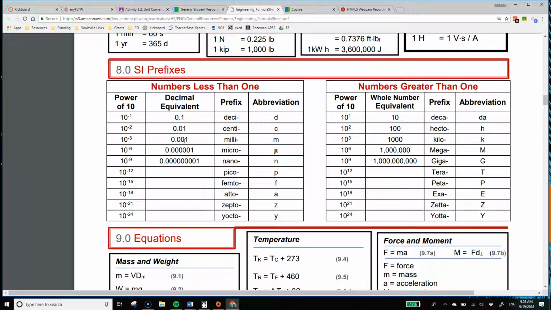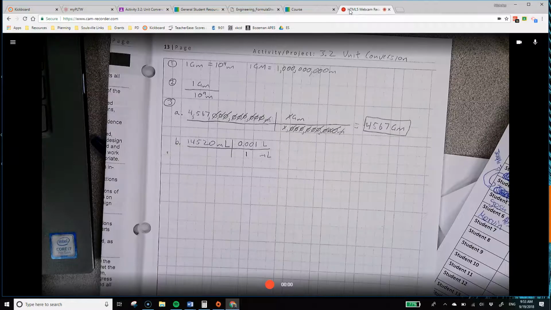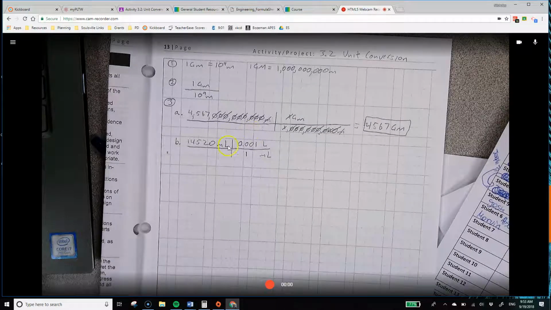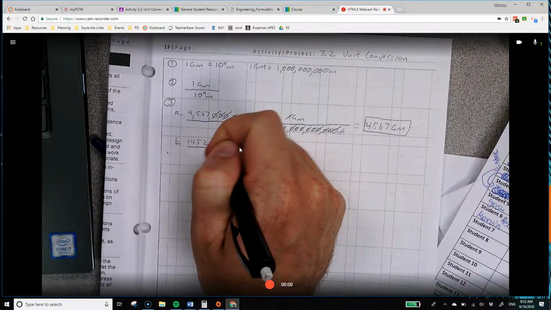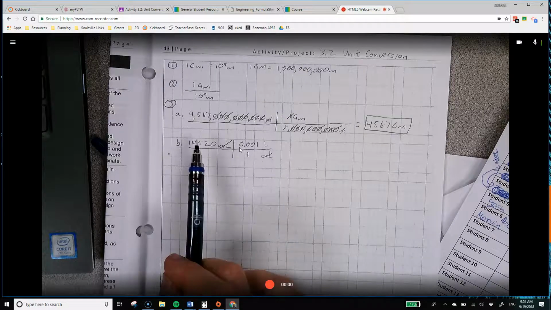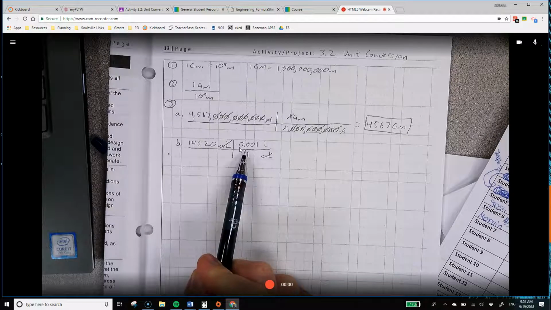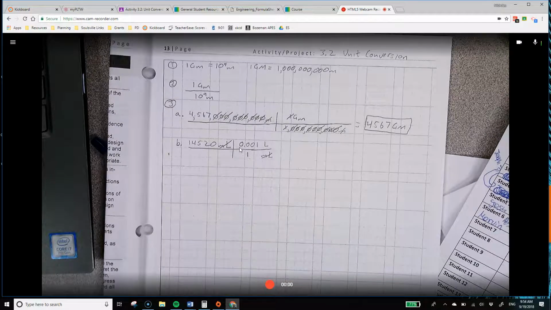Now, that leaves me this equation here. Because they are both on top, I can cross out the milliliters here. If I'm dividing by 1, that's just going to be the same number. So now I just need to multiply 14,520 by 0.001.